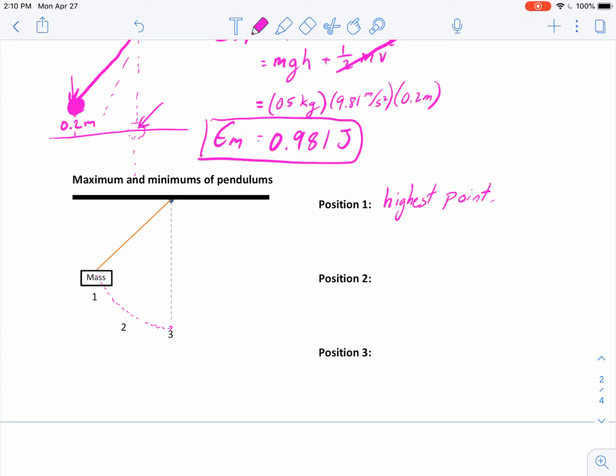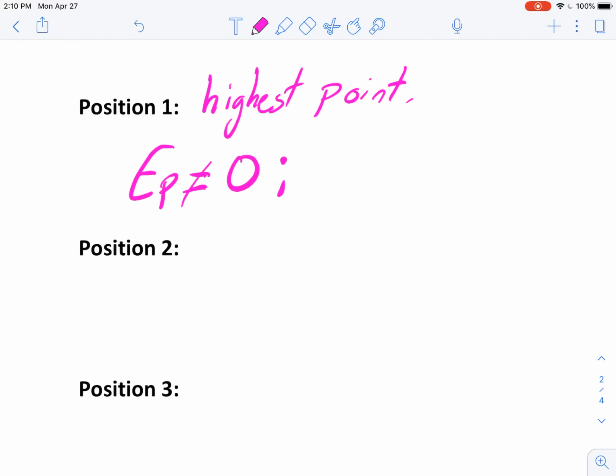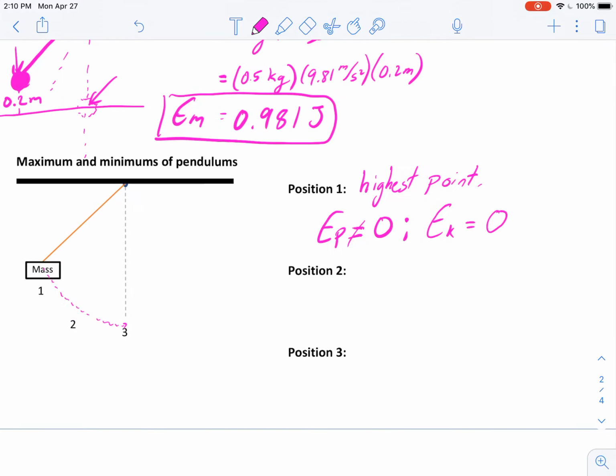There's also potential energy. It does not equal 0. At the highest point, it's also where it changes direction, and for that split second, it stops moving. So at that highest point, our kinetic energy is 0. Because again, 1/2 mv squared is equal to kinetic energy. And if this speed goes to 0, the kinetic energy goes to 0. So at the highest point, EK is equal to 0 and EP is not equal to 0.